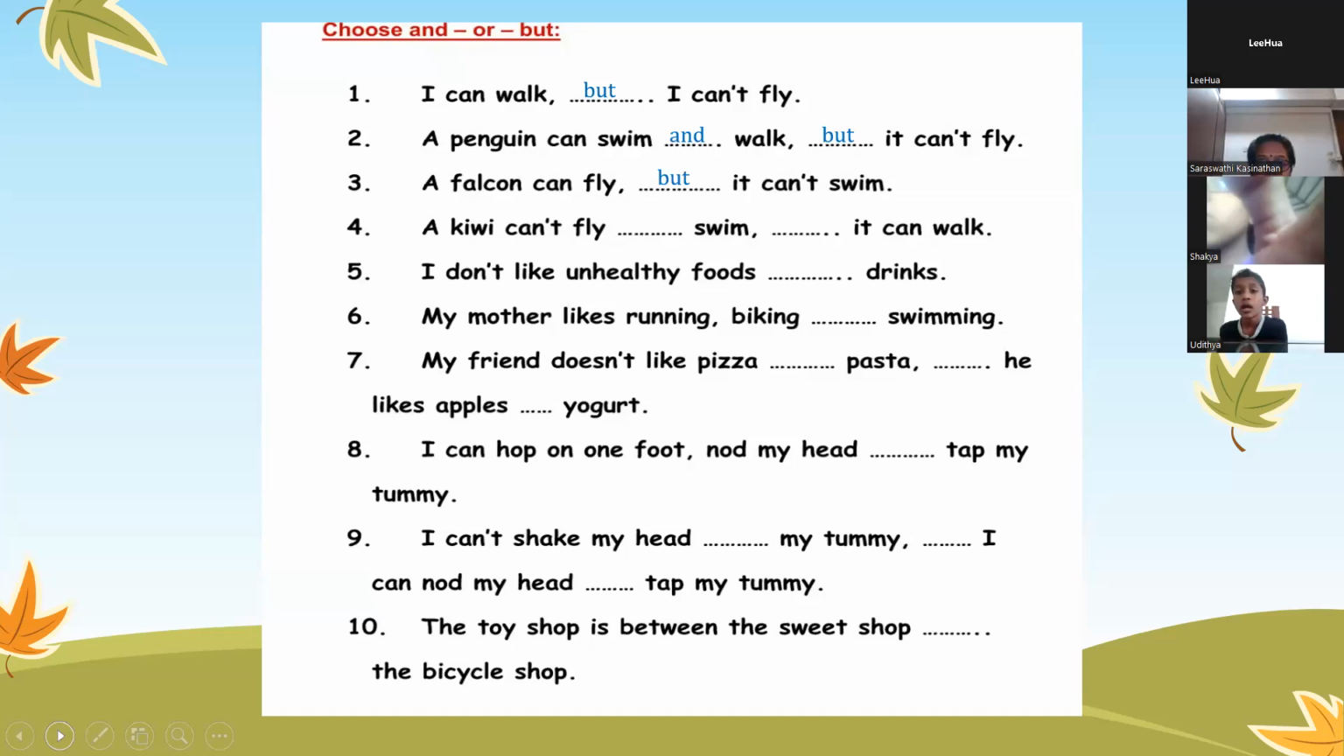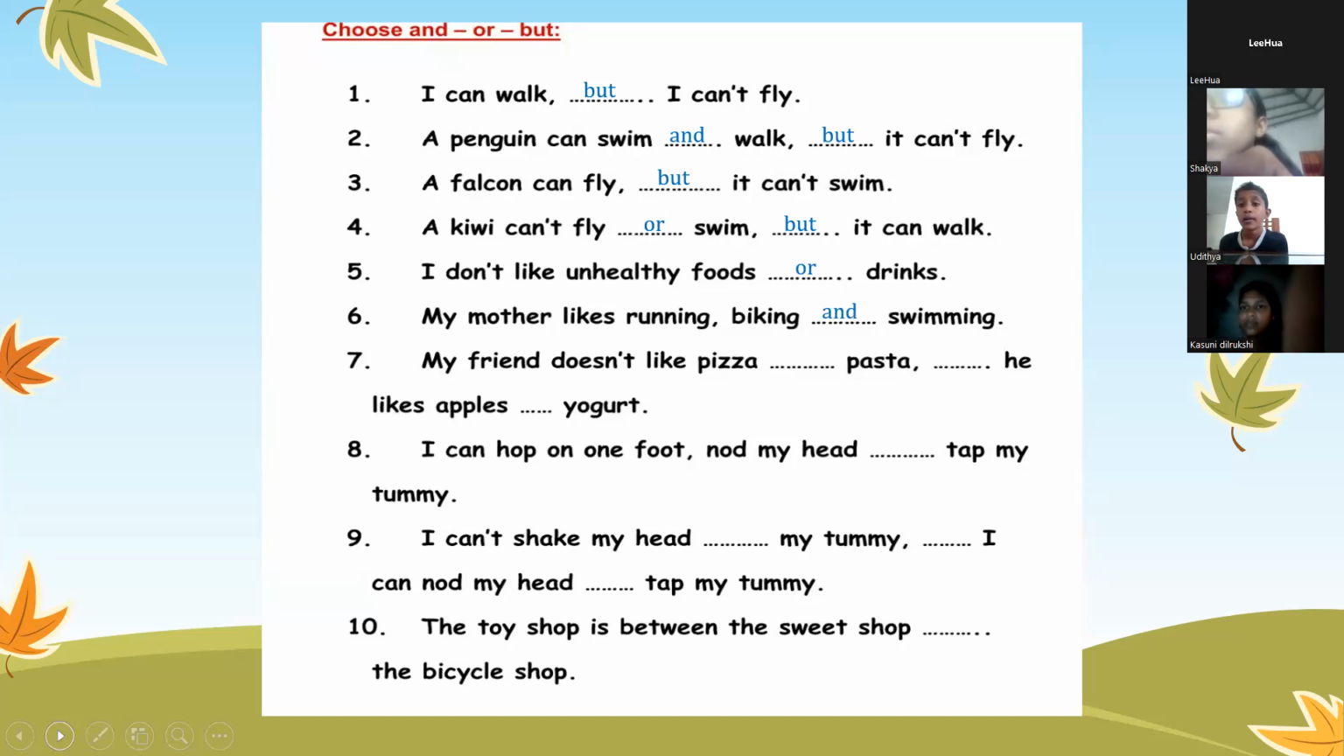Number 4. A kiwi can't fly and swim, but it can walk. Okay. A kiwi can't fly or swim, but it can walk. Kiwi is also a bird. It belongs to the bird family. Okay. So, it can't fly nor swim, but it can walk. Okay. Number 5. I don't like unhealthy foods and drinks. Or drinks, and drinks is also good. Very good. Number 6. My mother likes running, biking, and swimming.